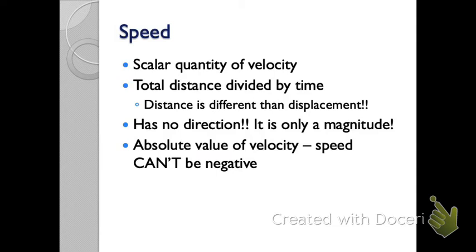In some cases, distance and displacement are the same, but speed can't be negative. Our velocity can be negative because it indicates direction, like going south or west. Negative would be south or west. Okay, let's look at an example here with speed then.